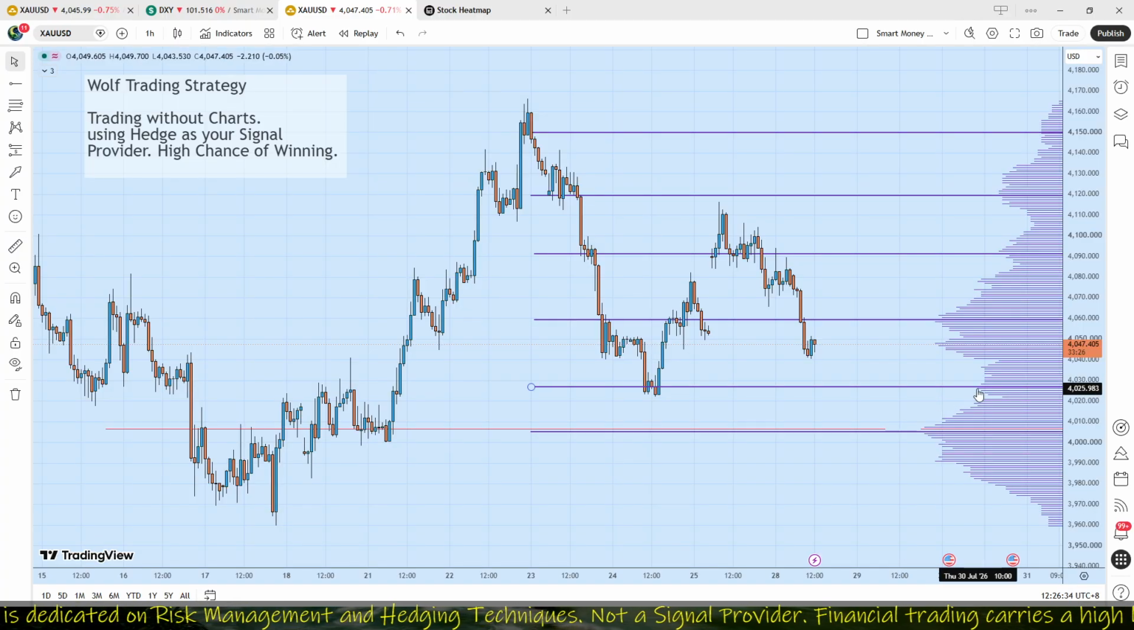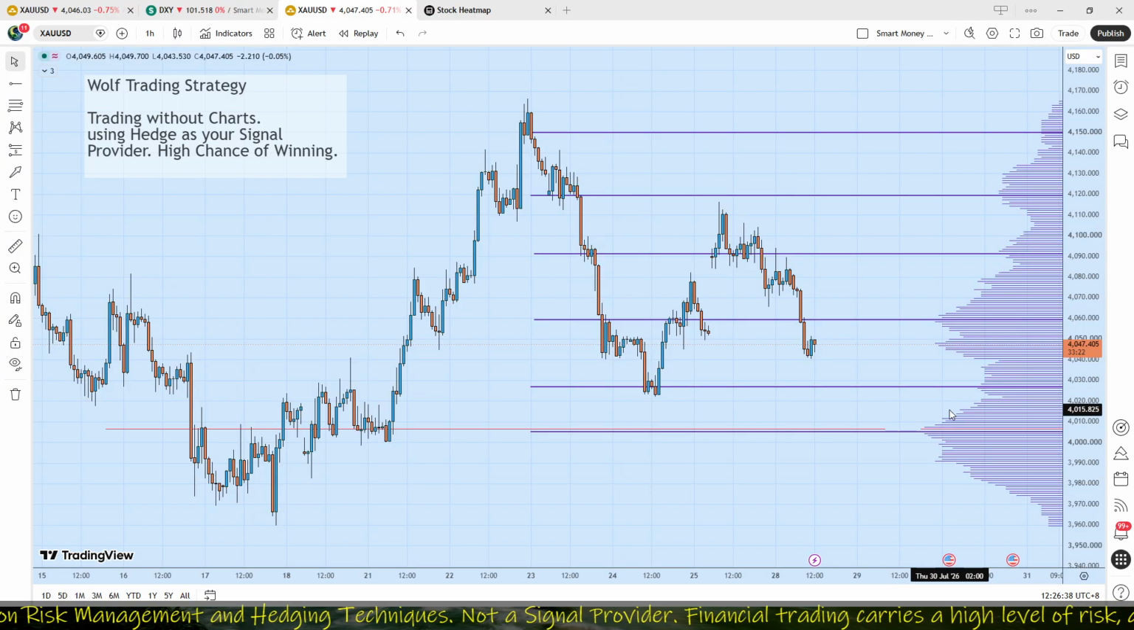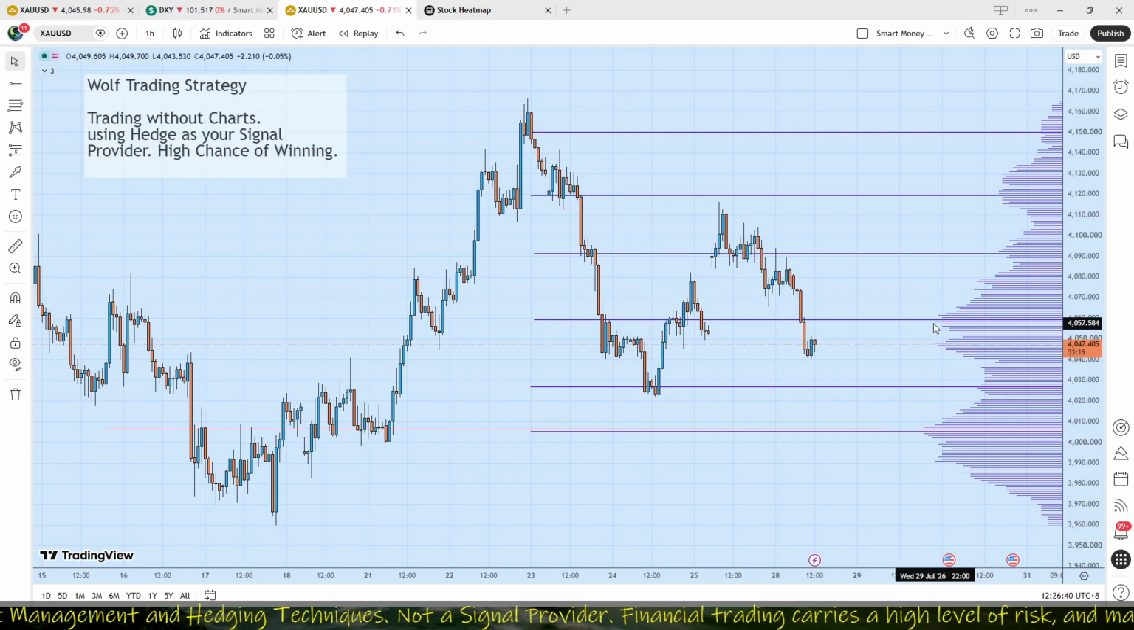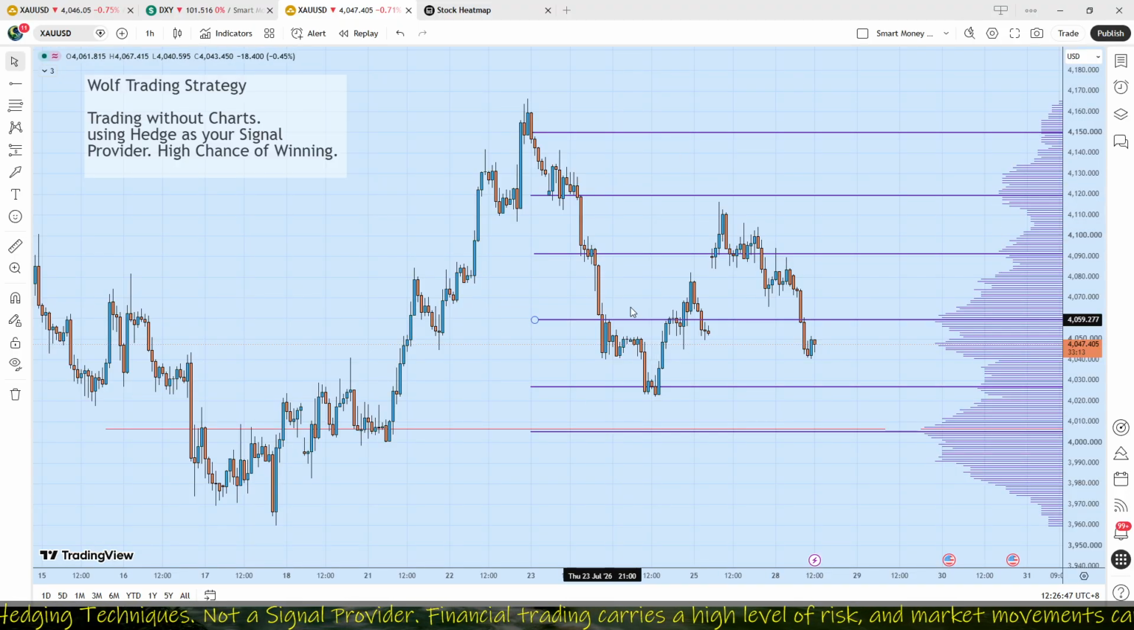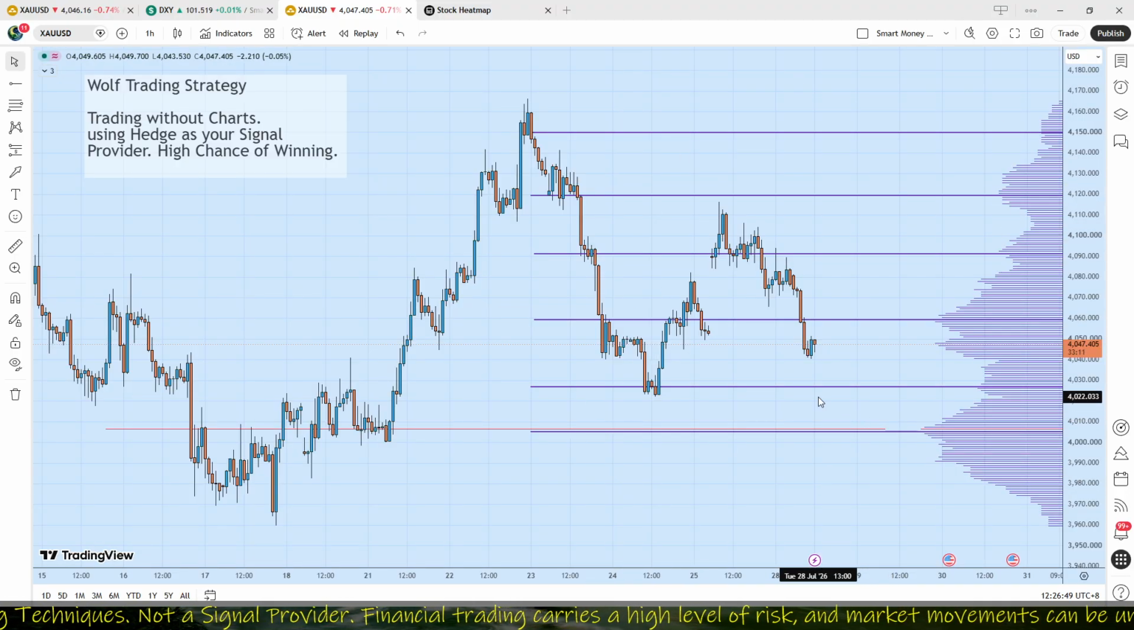But at this peak, this area is not so many. 4030 is still a peak, and then again 4060, many people are watching here. 4090, not that much, and so on and so forth. So we know price does not work the same everywhere.